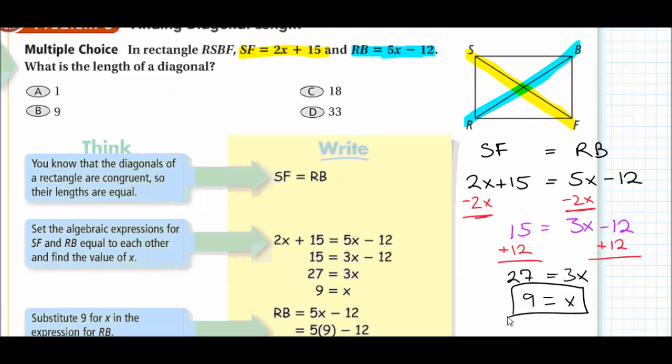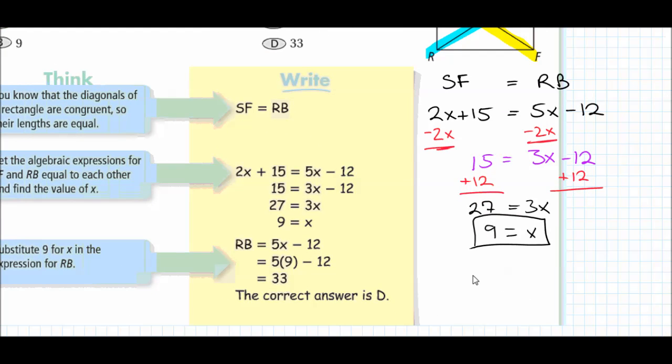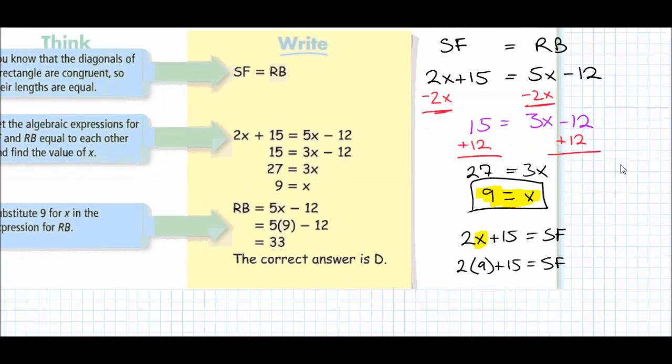Well, that's not what the question asked. The question asked, what is the length? All right, so we know the length of the diagonal is 2x plus 15. That equals the length. We also know we got x is equal to 9, so we're going to plug that in for x. So we're going to get 2 times 9 plus 15 equals SF, which would be 18 plus 15 equals SF. So 18 plus 15, so 33 equals SF.